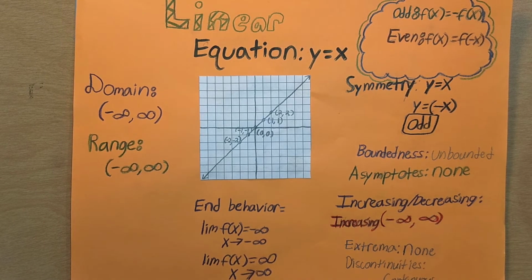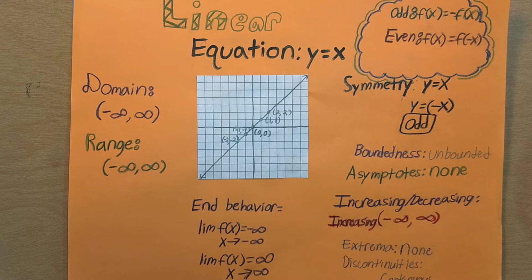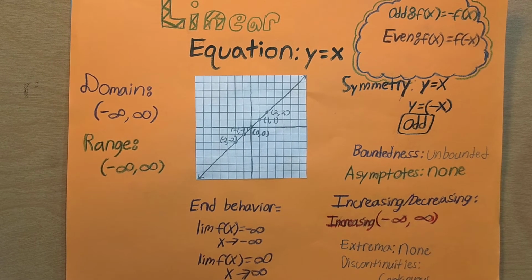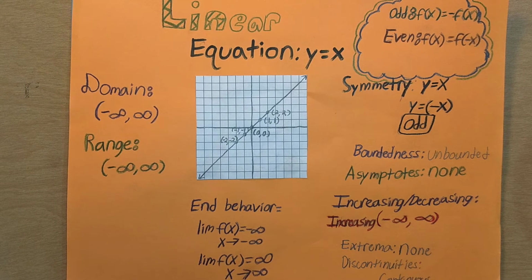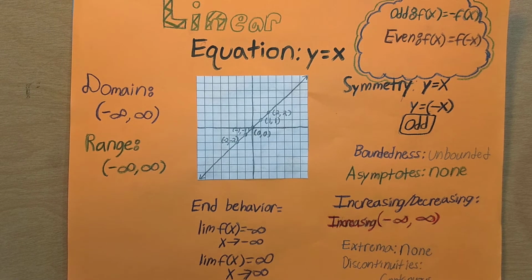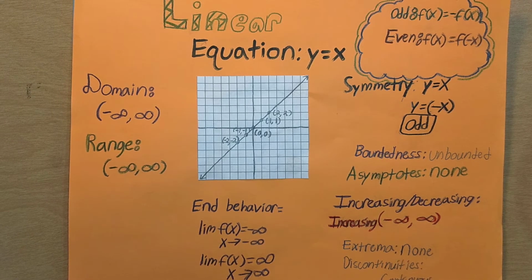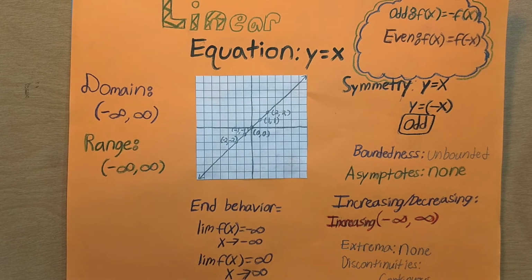For end behavior, as x approaches negative infinity, y approaches negative infinity, since the y values keep getting smaller as x goes further to the left. As x approaches positive infinity, y also approaches positive infinity, since the y values continue to get larger towards the right.